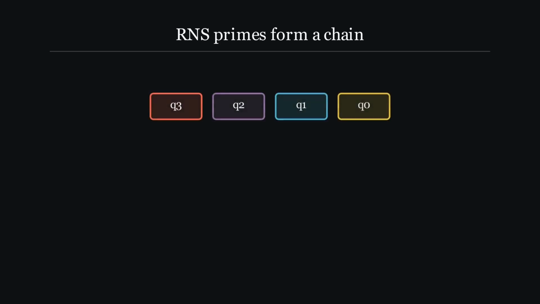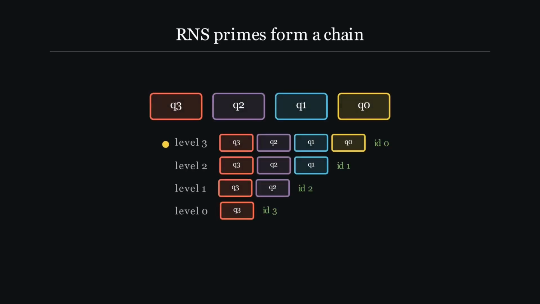Microsoft SEAL represents the coefficient modulus as a product of several primes. The four colored blocks Q3 through Q0 are the active residue number system components at the top of the chain. The rows below show successive data levels with fewer active primes. As the token descends, each row receives a different parameter identity because its modulus set is different.